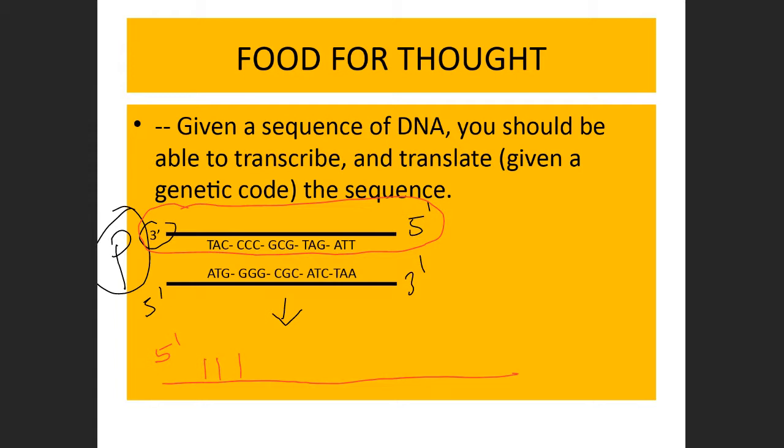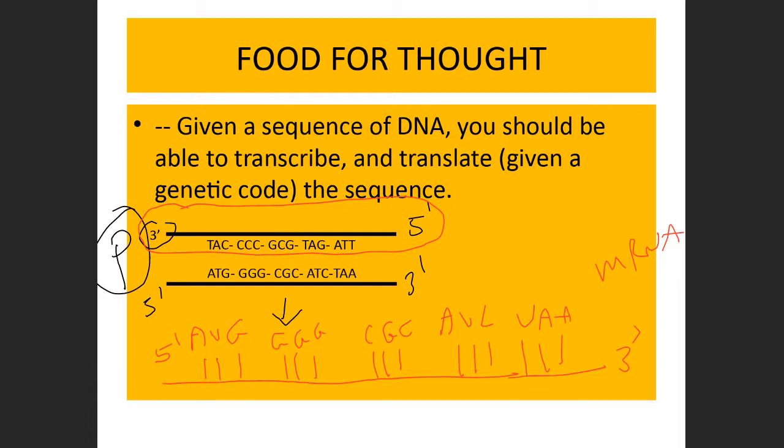and the messenger RNA will read AUG, GGG, CGC, AUC, and UAA. So that's the messenger RNA. You should know the enzyme that can transcribe, and the location of transcription. Then you want to be able to translate.